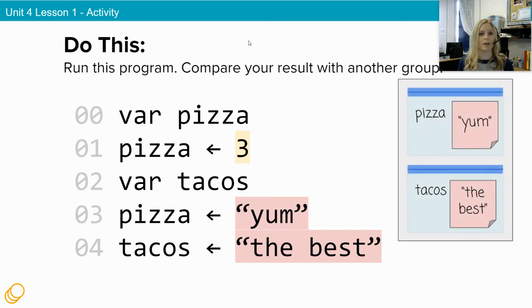Okay, so in this one, we're creating a variable called pizza. Now there's an imaginary baggie over here called pizza. Pizza gets 3. We put 3 inside pizza. Creating another variable called tacos. Now we have a second imaginary baggie called tacos. Pizza gets yum. So going back to our first baggie, we're taking the 3, throwing it away, putting the word yum in there. And next line, tacos gets the best. So this is what your result should have been.